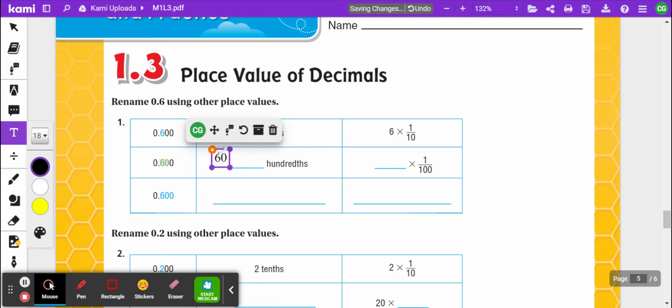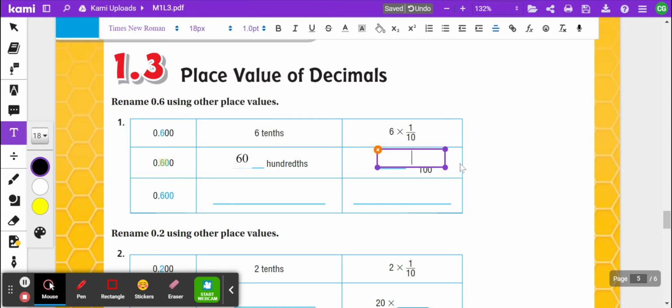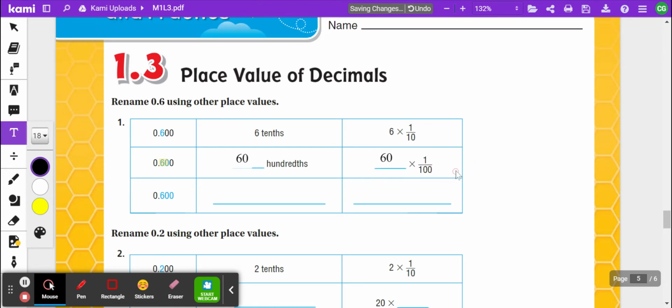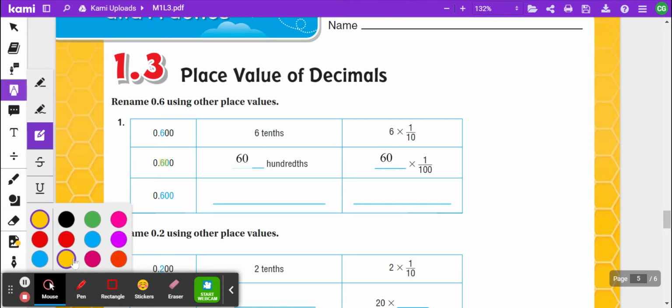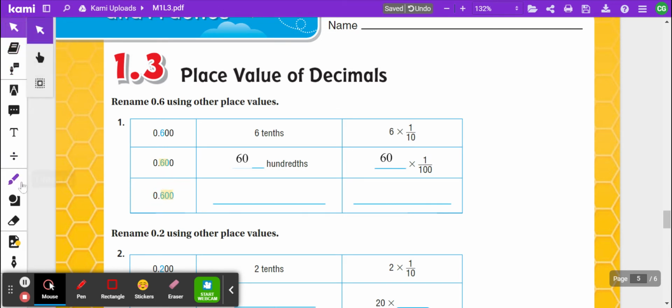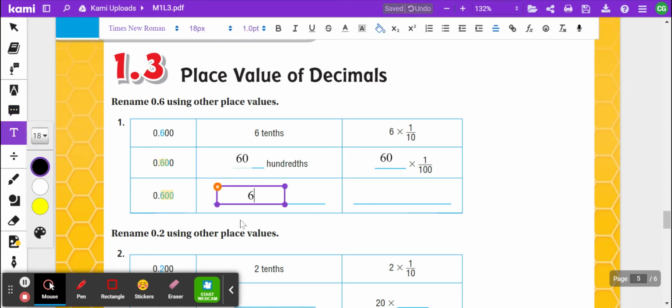Move that over a bit. Or it's the same as 60 times 1/100. Look at the next one. I'm going to go ahead and highlight all in blue. So this is 600. It's what I'm looking at. So this one here, I'm going to have 600. Very good. It's thousandths because it's in the place value of thousandths.